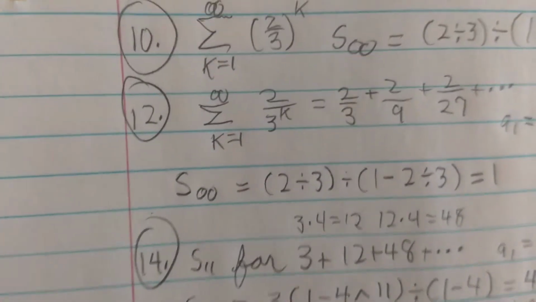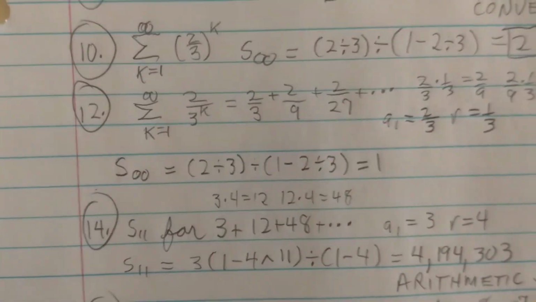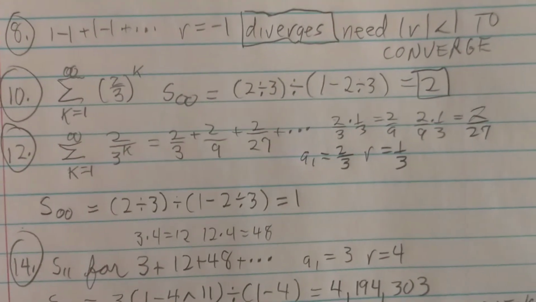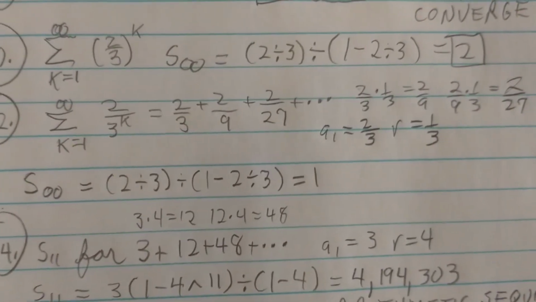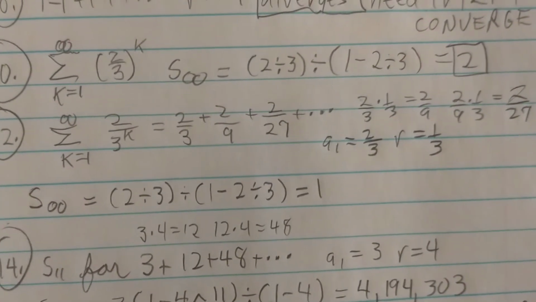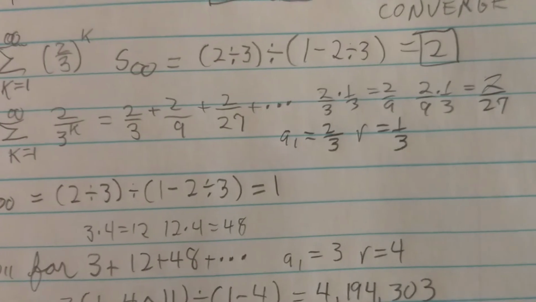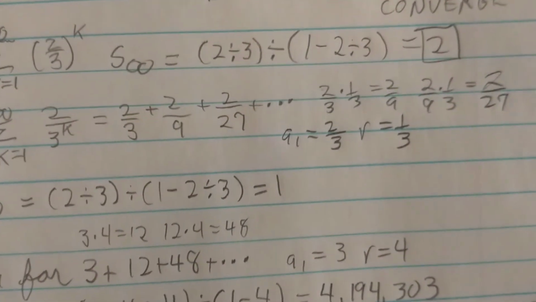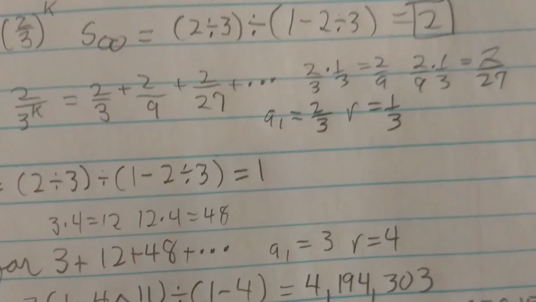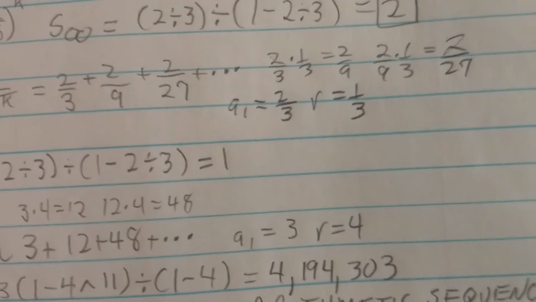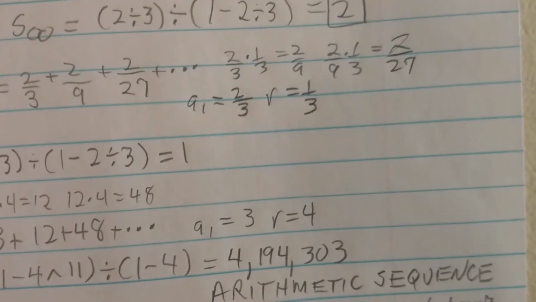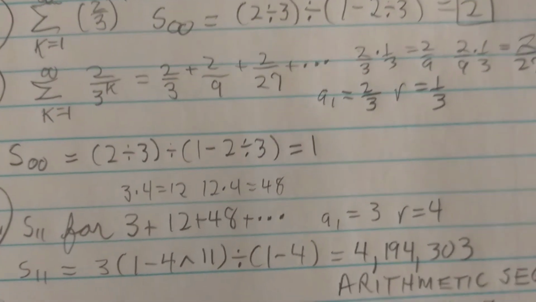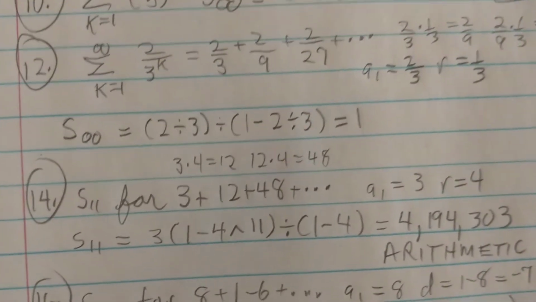Okay? Now for 12, we have k equals 1 to infinity, 2 over 3 to the k, which is 2 over 3 to the 1, 2/3, plus 2 over 9, 2 over 3 squared, plus 2 over 3 to the third, 2 over 27. So you can see that multiplying by 1/3, 2/3 times 1/3 is 2/9, the second term. 2/9 times 1/3 is 2/27, the third term. So clearly the first term is 2/3 and the multiplying factor is 1/3.